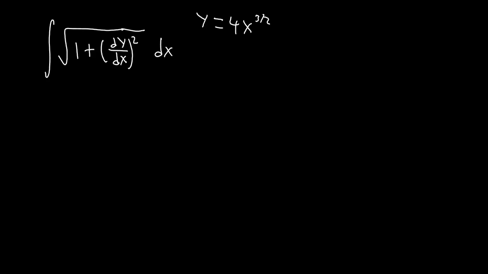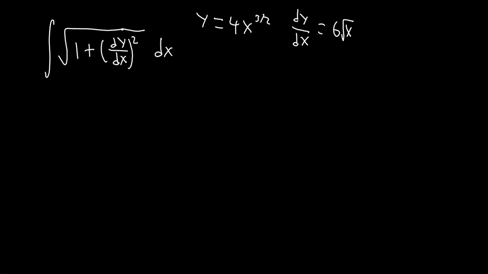Now, as you can see here, we have dy over dx in the formula, which means we have to take the derivative of this function here. And the derivative will be equal to 6 times the square root of x. Okay? And then now, when you plug everything in here, one more thing.